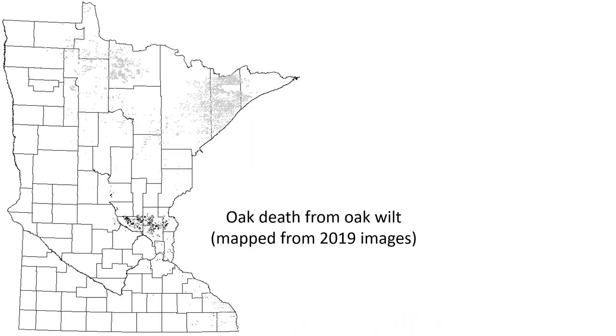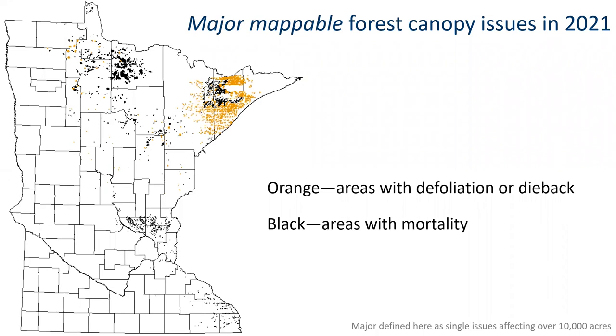And we can't really map oak wilt in aerial survey for a variety of reasons, but it's just really hard to do. I think we mapped like 23,000 acres of just three counties a few years ago. Last year, since we couldn't do aerial survey due to COVID, we had one of our employees map out all the oak wilt he could see on 2019 aerial photography, and he mapped 11,500 spots of oak wilt that you can see here. So there you go. That's kind of what's happening in Minnesota's rural forests in a snapshot.